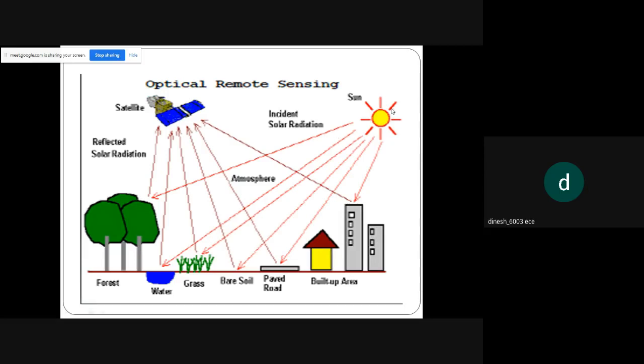So the sun, which is a limited source, falls on the tall building, reflects, gives information to the satellite. It falls on the paved roads, asphalt roads, it gives information to the satellite. So bare soil will reflect with an angle. Grass will reflect with an angle. Water will reflect with an angle. The forest or trees will reflect with an angle. So all this reflected solar radiation is being sensed by the satellites. So during daytime, this is your optical remote sensing.